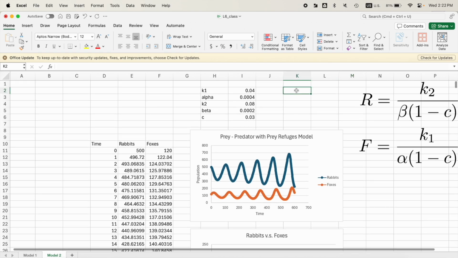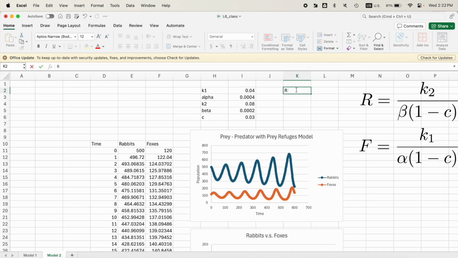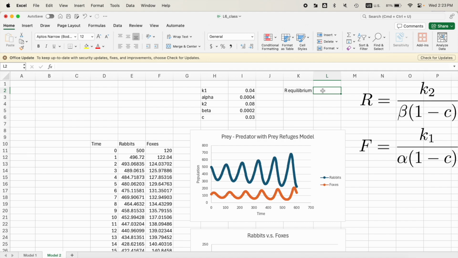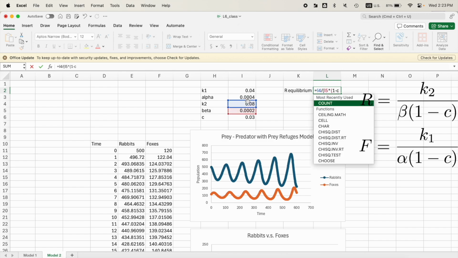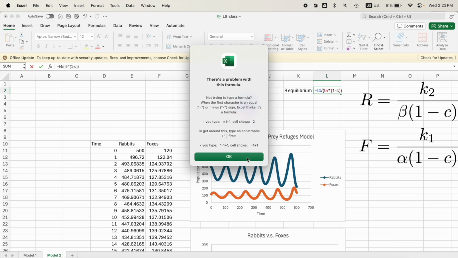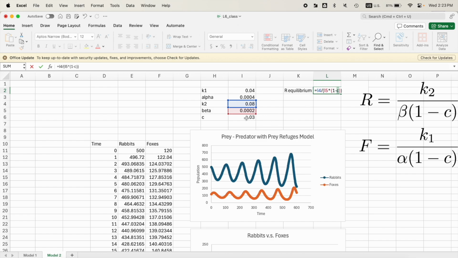So I'm going to go up here, and I'm typing R equilibrium, and I'm just going to type in this formula. K2 over beta times 1 minus C, so this is equal to K2 over, open parentheses, beta, times, open parentheses again, 1 minus C, close parentheses. So C should be this one. Okay. So based on these parameters, the value of R at equilibrium is around 412.